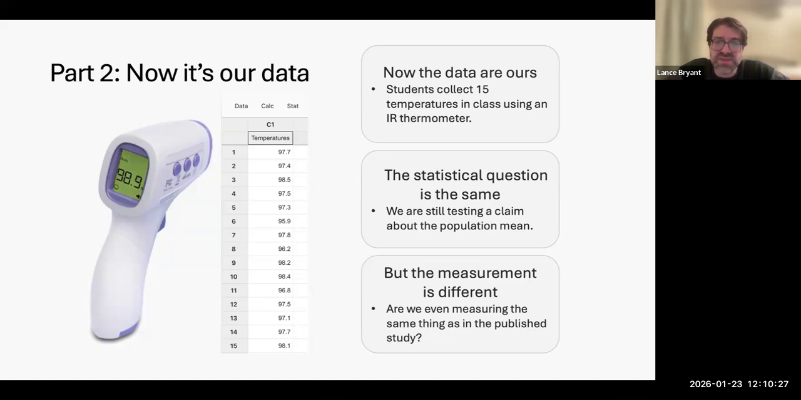One thing that we'll look at here in a minute that came up as I was developing the project is we're using a different instrument. We're not using an oral thermometer here. We're using this infrared thermometer. So how does that change our measurements? And how does that change how we're going to compare our data to the claim of 98.6 degrees Fahrenheit? So, are we measuring the same thing, in a sense?